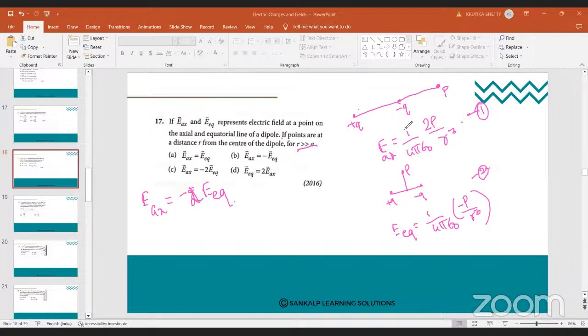See equation 1 here. So 1/4 pi epsilon naught P divided by r cube. So this entire term is nothing but what? Equatorial. E, the electric field due to the equatorial line. So that is E of equatorial line. Minus 2, here there is a 2, so I have taken the 2 here. Minus equatorial comes. Therefore it is minus 2 into equatorial. Option C is the correct answer.